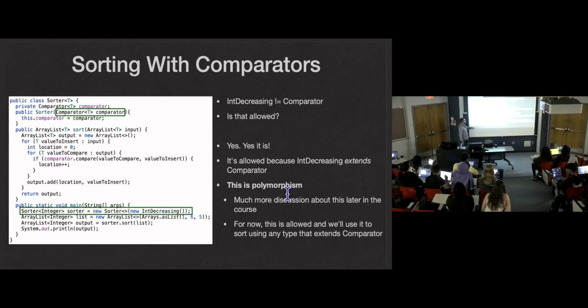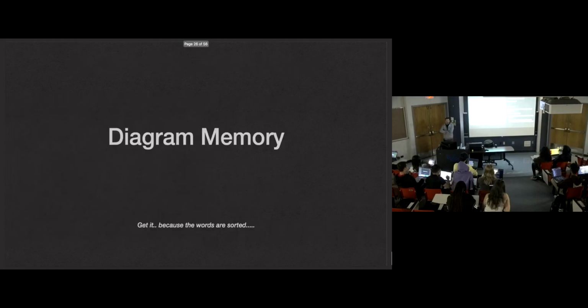But why is this the case? The short answer is because int decreasing extends comparator. Since int decreasing extends comparator, it inherits from a comparator, it actually is a comparator. We can treat it as a comparator because it's going to have everything that a comparator has. This is called polymorphism. We have a whole week on it later in the course, so I'll leave the much longer explanation for that week. For now, suffice it to say this is allowed, as long as it's part of the inheritance chain. As long as somewhere int decreasing extends comparator, we get away with this. Very powerful topic, polymorphism. But for now, we're allowed to.